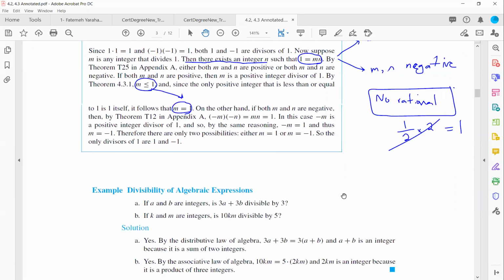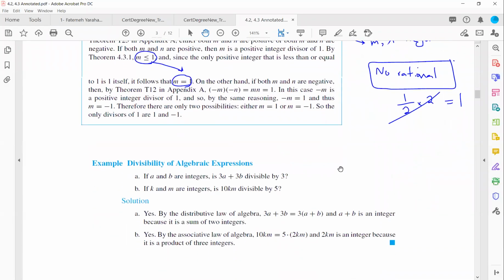Let us take a look at one example. If a and b are integers, is 3a plus 3b divisible by 3? Can you see 3 as a factor of 3a plus 3b? If you factor out 3 from the expression, of course you see the factor here. So 3 divides 3a plus 3b.